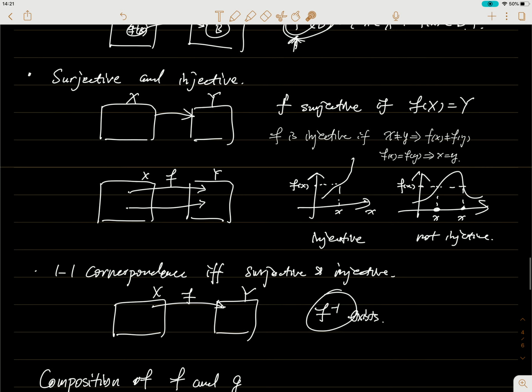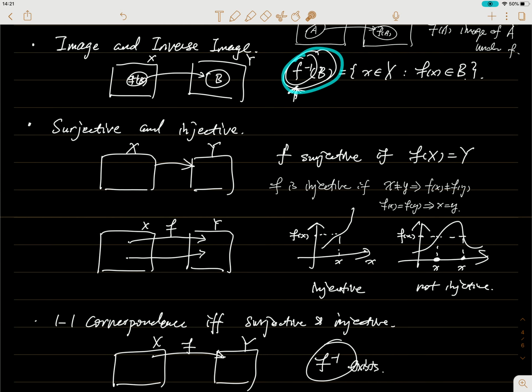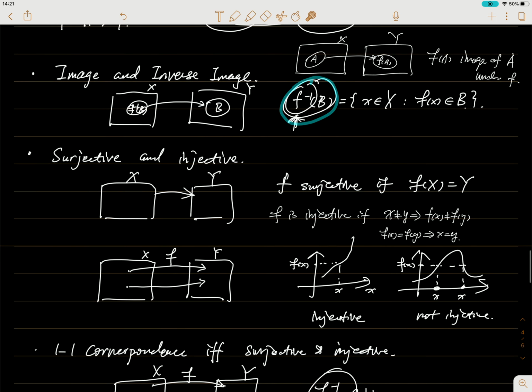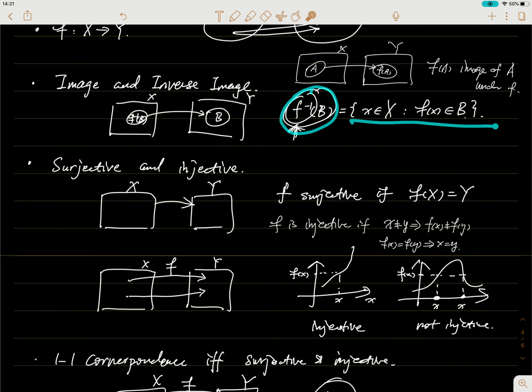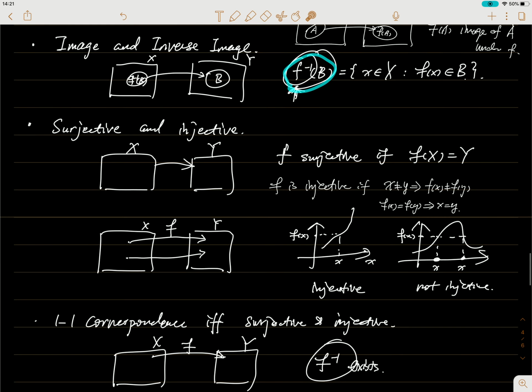That is different from the inverse image here. Even if f is not injective or a one-to-one correspondence, we can still define the inverse image, because it just tells you what the set is. You could have two different sets here that are mapped to the same point in B. It's okay because this is just giving you an inverse image, which is a set.